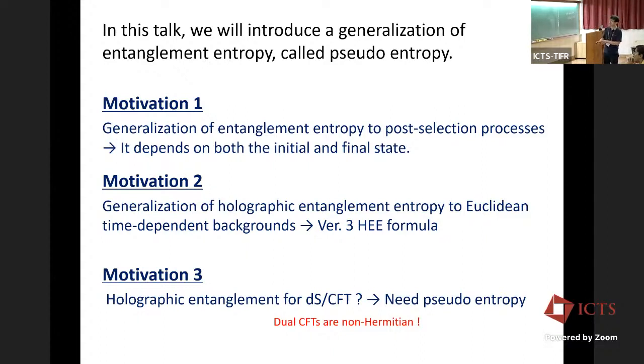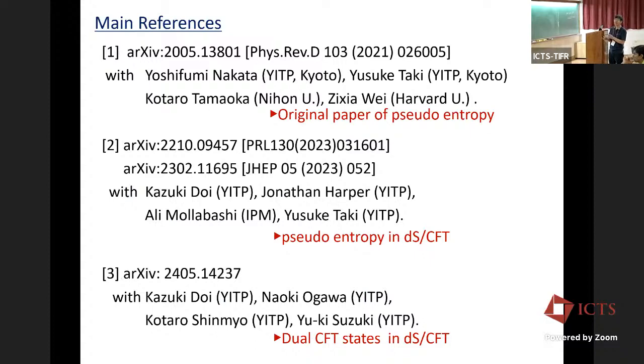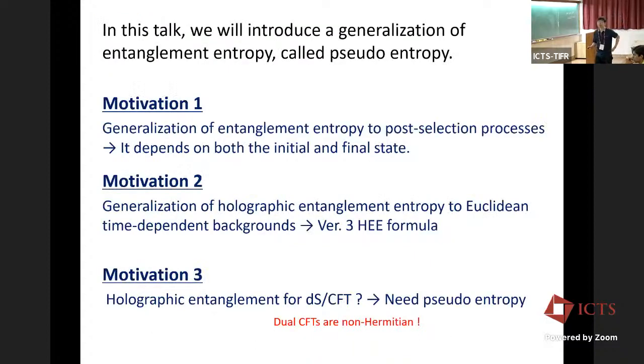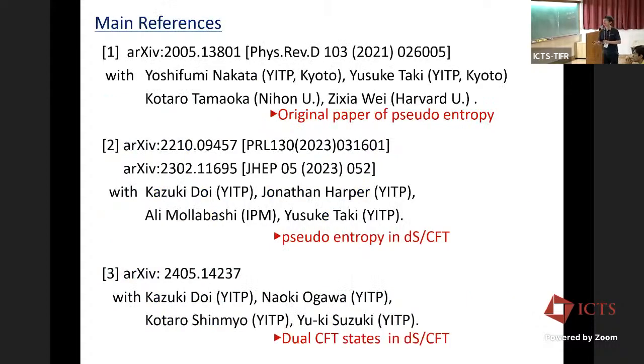The reason why we need this quantity is the dual CFT in dS/CFT. As long as we stick to the original dS/CFT like Strominger proposed, the dual CFT looks non-Hermitian, and this is a good entropy for non-Hermitian systems. Tadashi, when you say Euclidean time-dependent background, do you mean backgrounds which break time reflection symmetry? We don't require that. It's that the initial state and final state are different. Different, the inner product of two different states.